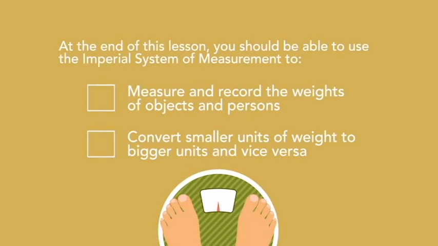At the end of this lesson, you should be able to use the imperial system of measurement to measure and record the weights of objects and persons, and convert smaller units of weight to bigger units and vice versa.